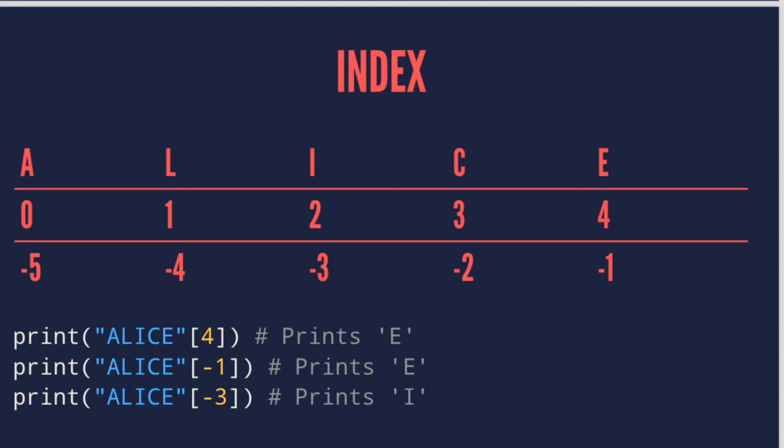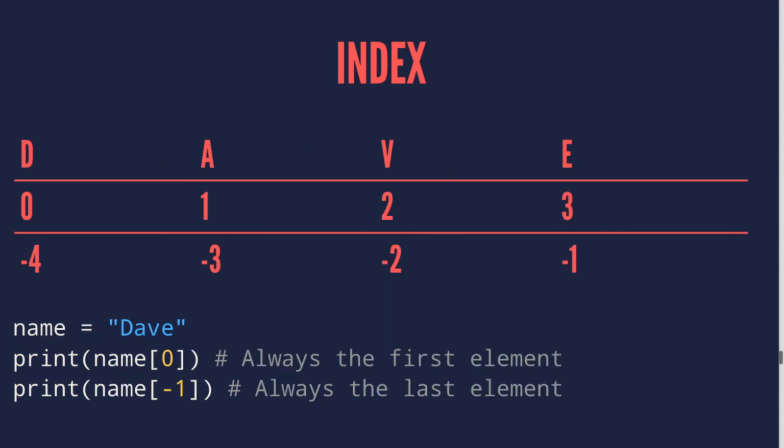You can always have a go at these yourself as well. Make sure you declare your variable first. So name equals, and you can put your name. In this case, we've got Dave. So name equals Dave. If we print name 0, that is always going to print for us the first element of our string. If we print name -1 in square brackets, it's always going to print the last element. So in your REPLs, you can have a go at this with your own name and see how you can always print out the first or the last letter.